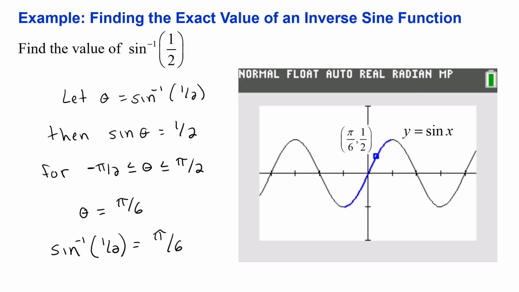Now recall that there are infinitely many values of theta for which sine of theta equals 1/2, as we can note in the graph of y equals sine x. Now on the screen we have graphed the curve y equals sine x for -2π to 2π on the x-axis and -1 to 1 on the y-axis. On this graph we have highlighted the restricted version of the sine function in blue from -π/2 to π/2 on the x-axis, and we've plotted the point (π/6, 1/2) that corresponds to inverse sine of 1/2 equaling π/6.